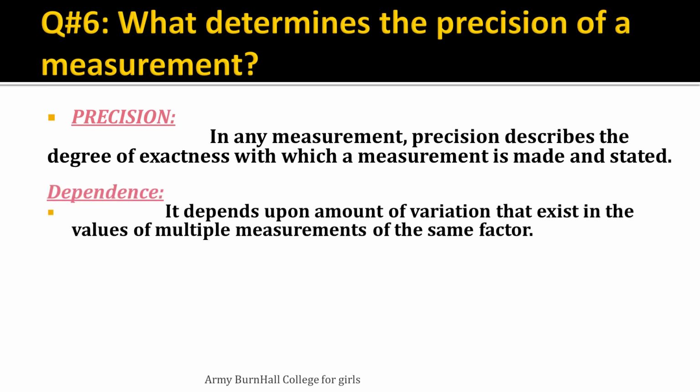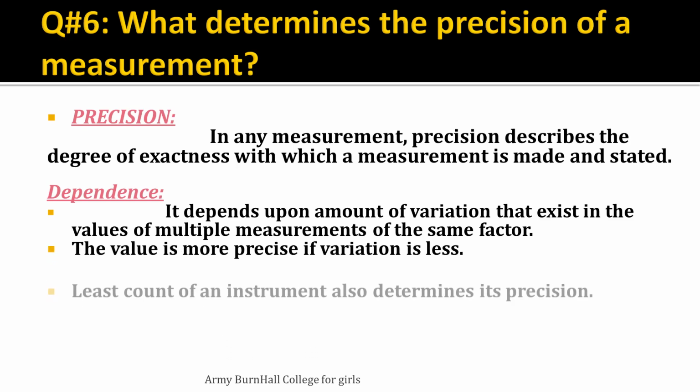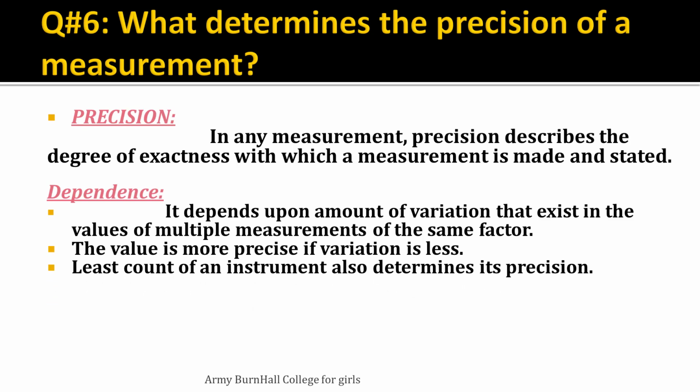Dependence: it depends upon the amount of variation that exists in the value of multiple measurements of the same factor. So if values are close to each other, then they are precise. If not close to each other, then they are imprecise. The value is more precise if variation is less. Least count of the instrument also determines its precision.